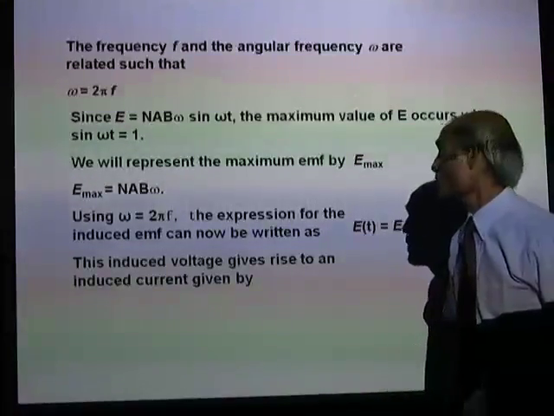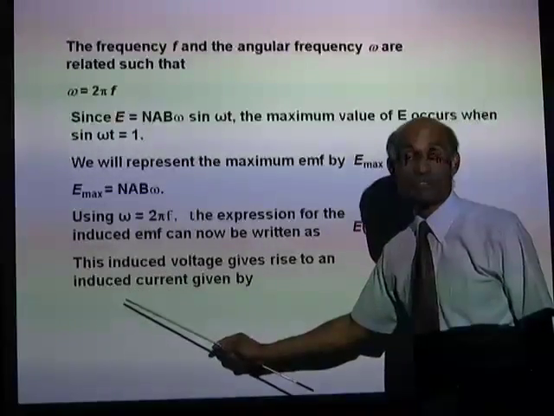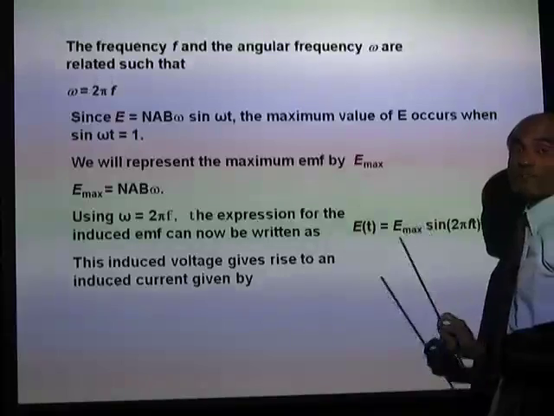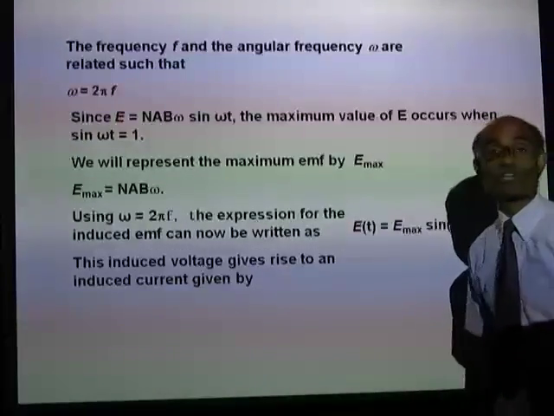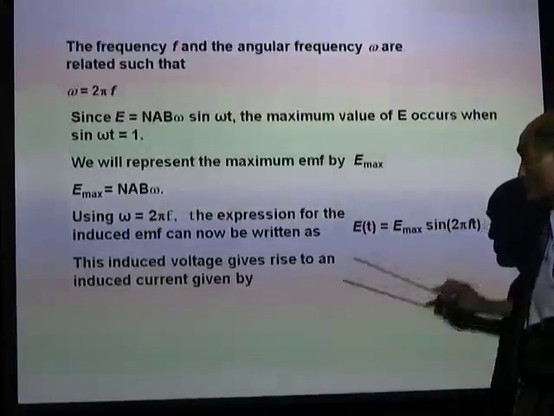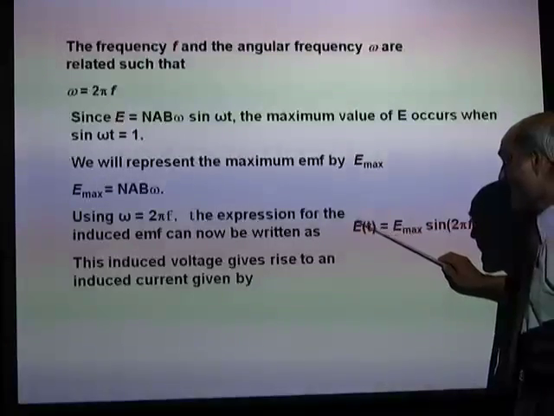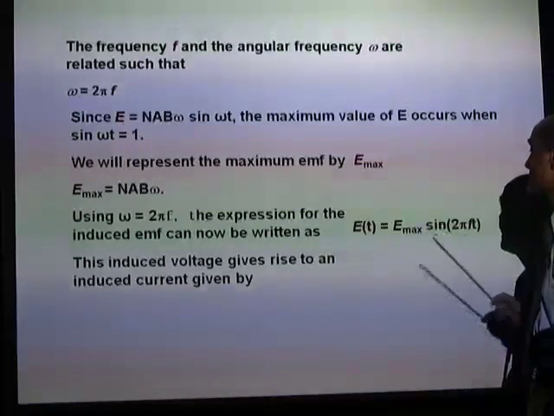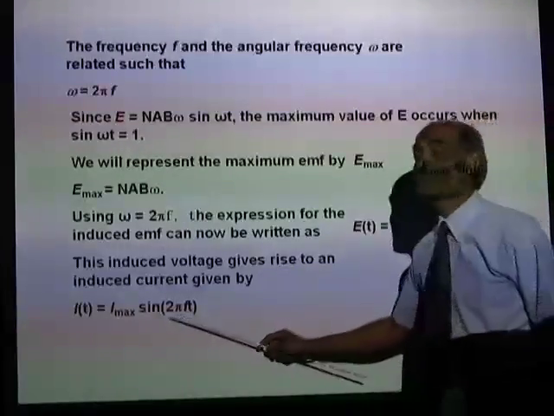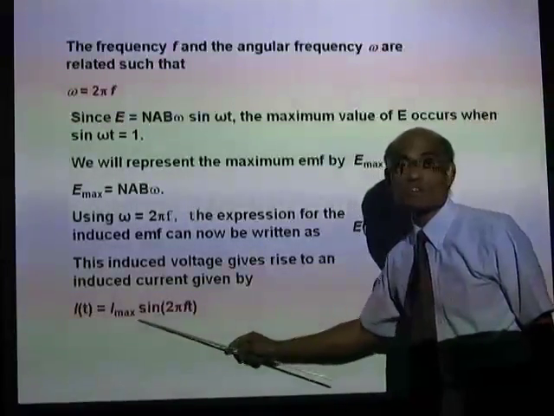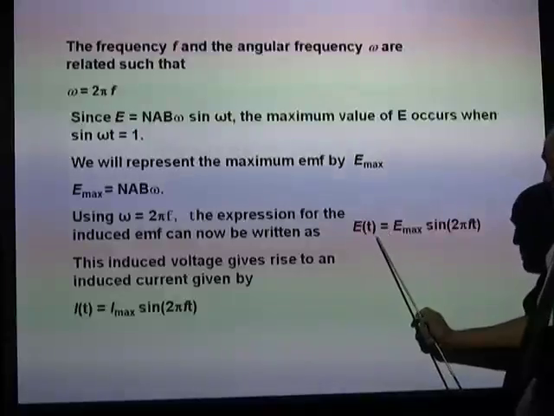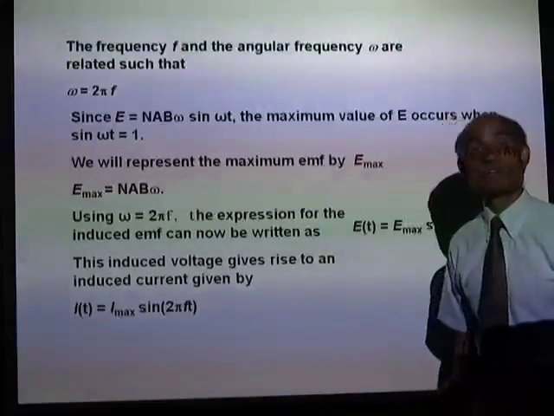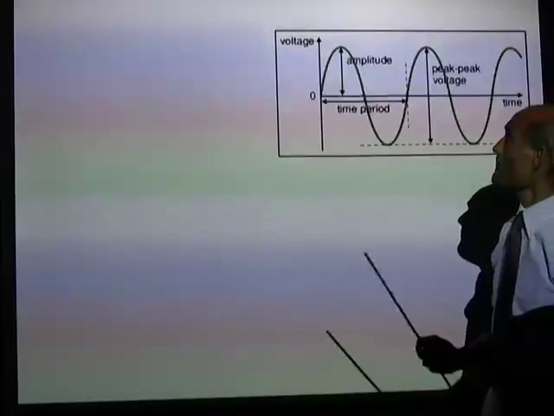This induced voltage gives rise to an induced current. Now, if this is the induced EMF, can you write the expression for the induced current? It will be a similar expression. I, as a function of time, will be I max sine 2 pi ft. So this is the equation for the induced current, which is actually derived from the equation for the induced EMF.